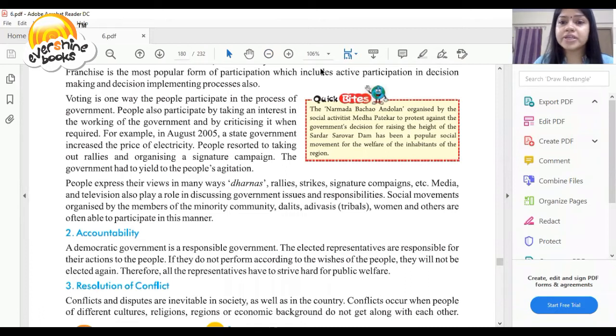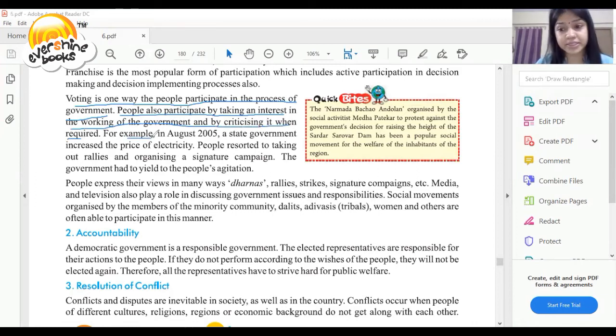Voting is one way the people participate in the process of government. Voting is an example of participation in democracy. It is the way the people participate in the process of government. जब government बनती है, तो हम उसमें vote करके अपनी government बनाने के लिए उसमें contribute करते हैं. People also participate by taking an interest in the working of the government and by criticizing it when required.